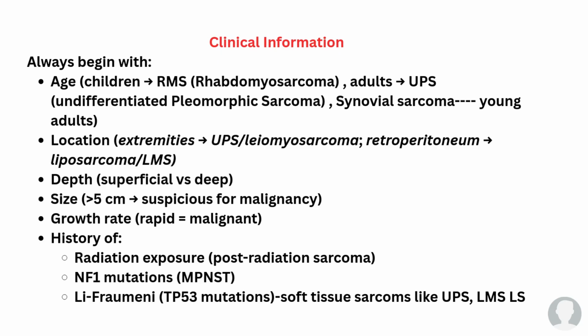Always assess the depth of the swelling, whether it was superficial or deep swelling. If the size is more than 5 centimeters, then there is suspicion of malignancy. If the growth rate is rapid, it could give a suspicion of being malignant. History of radiation exposure in cases of post-radiation sarcomas, NF1 mutations in case of malignant peripheral nerve sheath tumors, Li-Fraumeni syndrome or TP53 mutations, which are common in many soft tissue sarcomas like undifferentiated pleomorphic sarcoma or leiomyosarcoma or liposarcoma.